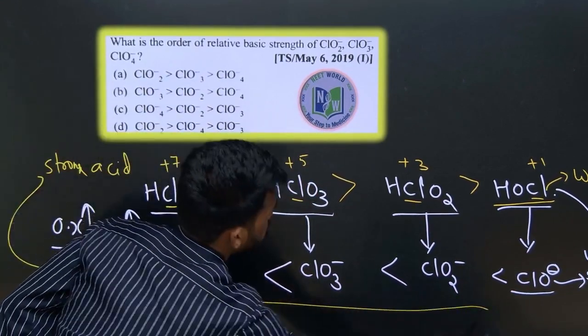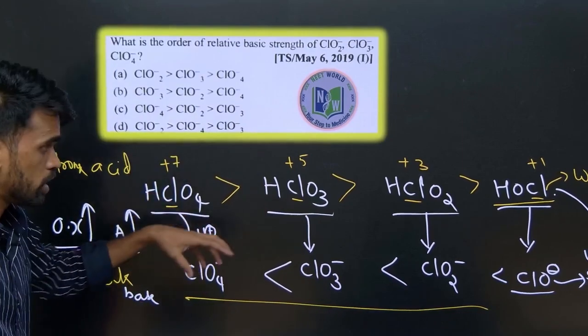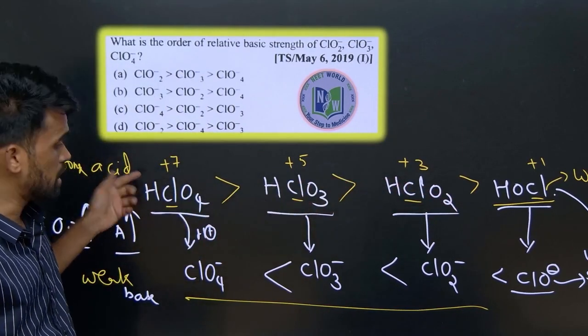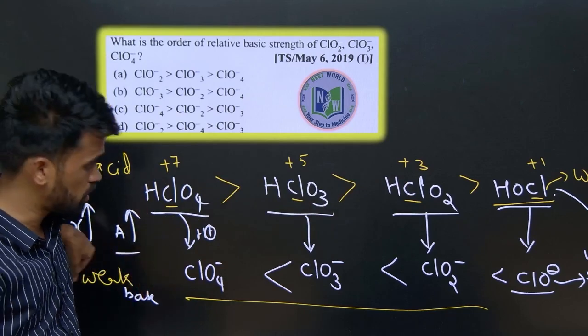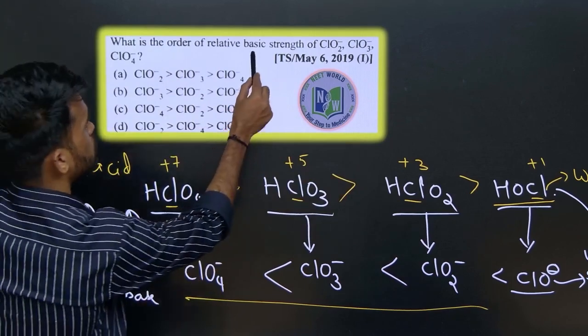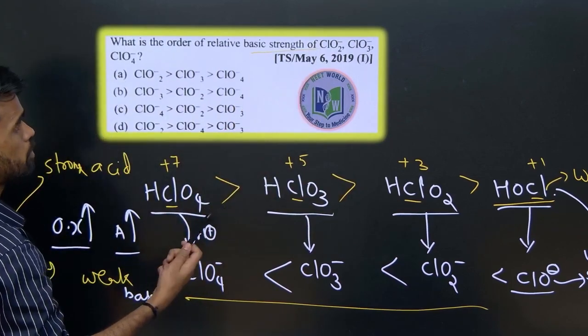So this is how you need to decide the orders. If they ask the acidic nature of acids like this, and if they ask the basic nature of their conjugate bases, you should write in the opposite manner. So identify the option: they are asking about basic strength. So which will be the strong base here?